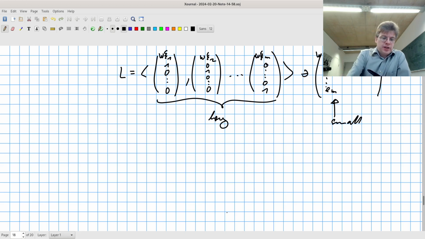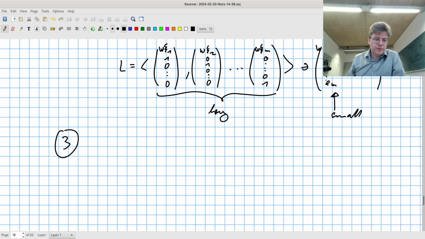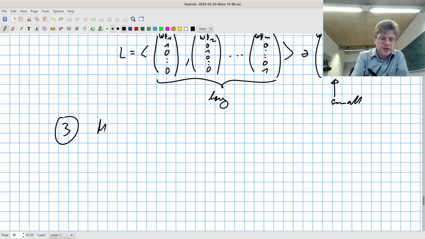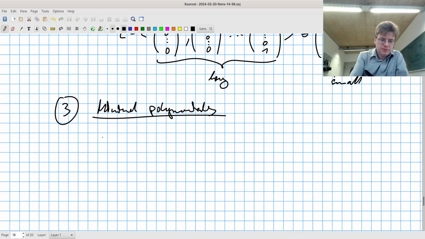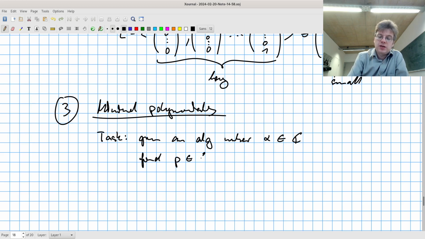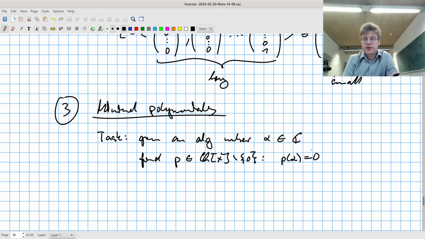A particular application of this one, to continue here, is to find minimal polynomials of algebraic numbers. So the task is, given an algebraic number alpha, let's say it's in C, find P in Q[x], not 0, for which P of alpha is 0, so that alpha is the root of it.